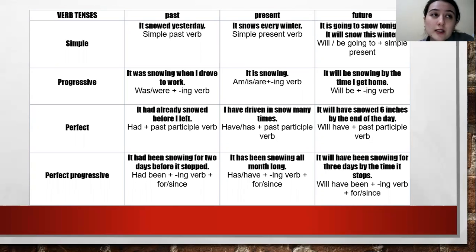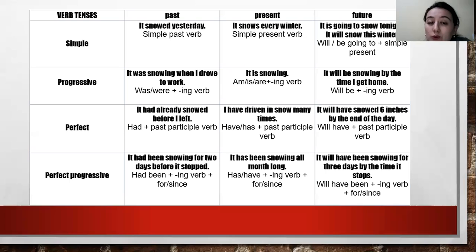And past progressive, this is also called continuous. Past continuous shows that the action was continuing in the past. Present progressive is about continuous action, so also the action was done continuously, but in the present. And future progressive is about the action that will be done in the future, and it will continue for some time, maybe.